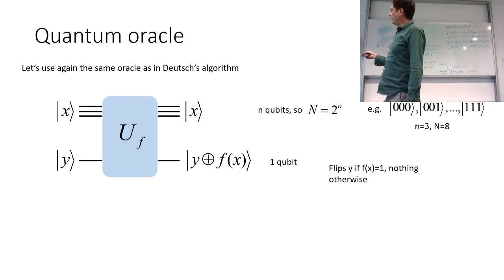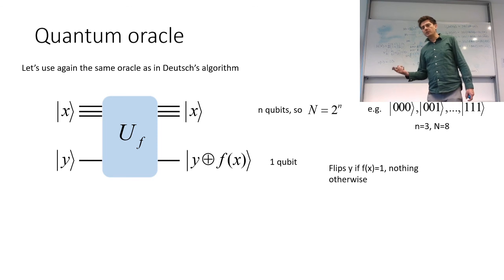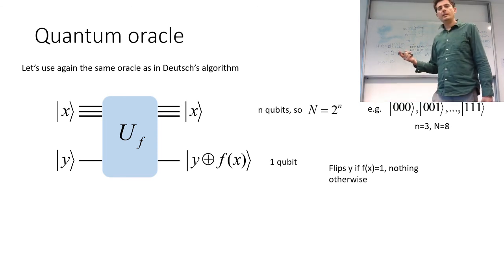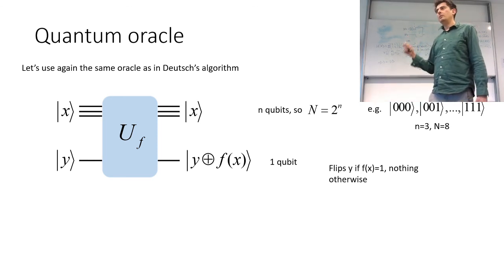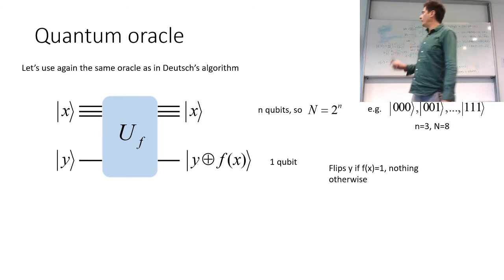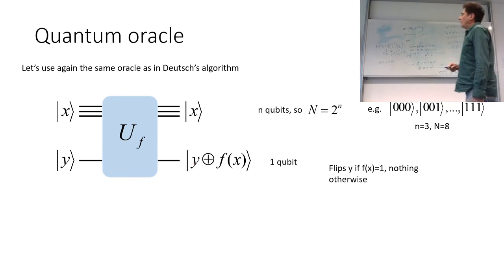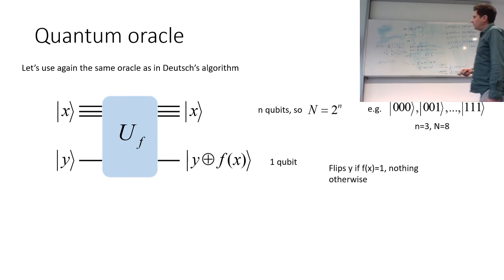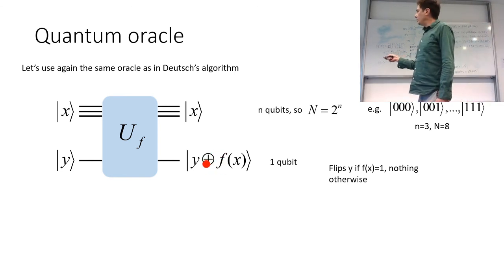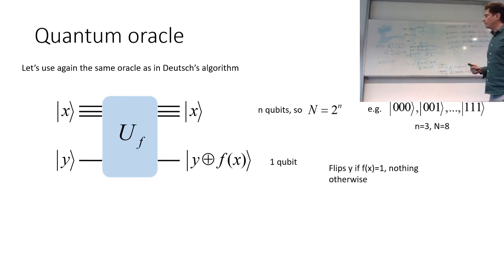And the other part is exactly the same as what we had before, because the output of the function is still binary. It's 1 if it's the answer that we're looking for, 0 otherwise. So this bottom one is just 1 qubit. And again, we do this modulo 2 addition. So it's exactly the same as Deutsch's construction.